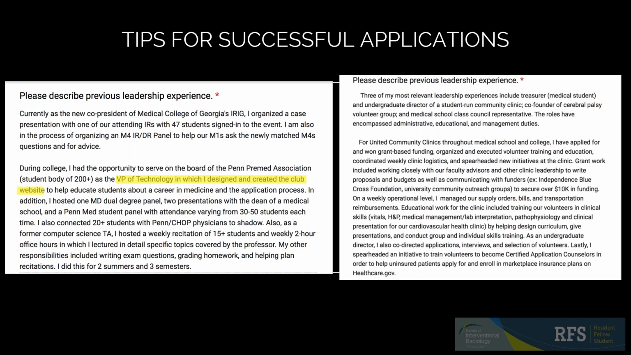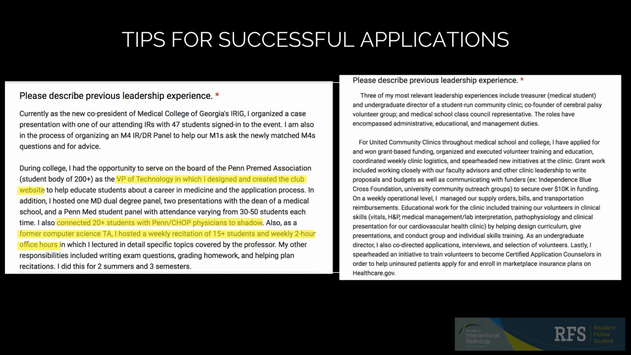And click again. Okay, so on the left, we have an application for previous leadership experience. What I really liked about this example was that it was really detailed in terms of what the student did. He mentioned not only his involvement with his local IR interest group and talked about the event and how many people actually came to his event, but he also talked about his experiences as an undergraduate and detailed what he did.